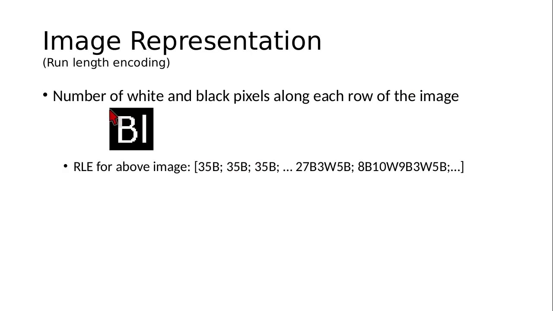Similarly, the next row has 35 black pixels. Similarly, the next row has 35 black pixels and so on and so forth, till you come here where you have 27 black pixels, 3 white pixels, 5 black pixels and so on and so forth, right? So when you come here, you reach this eye. So the eye has a width of 3 white pixels. So you have 27 black pixels, then 3 white pixels and then again 5 black pixels. So that's your run length encoding.